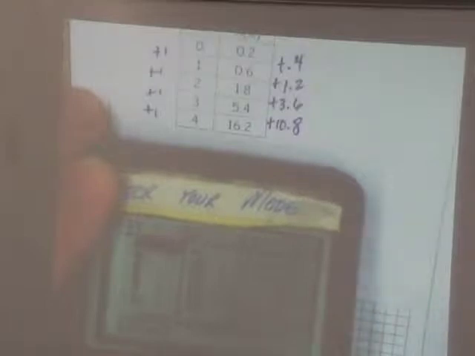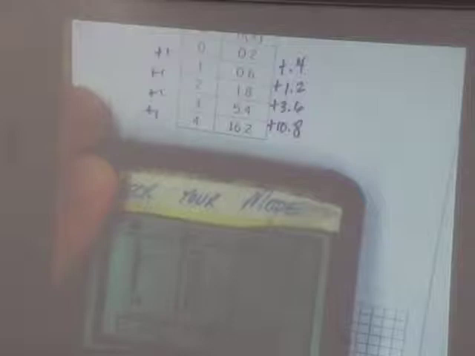Go to stat and edit. I've got information in my list, I'm going to clear that out. To clear out a list, just arrow up to the L1 and hit clear and enter, and it'll clear out the whole list. Okay, so in L1 I'm going to put my x's. L2 I'm going to put my y's.